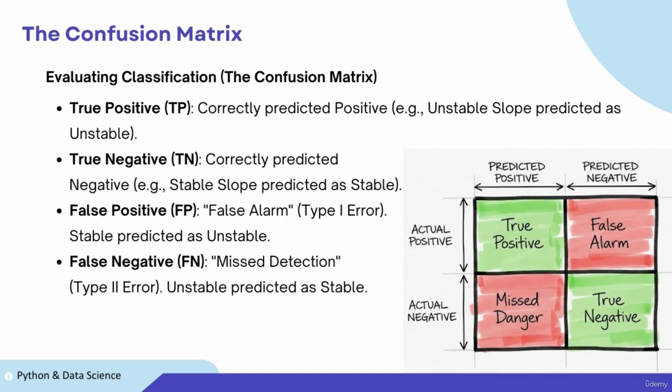Evaluating classification is trickier. We use a confusion matrix, shown here. It breaks down our predictions into 4 boxes. True positive and true negative are the green boxes. These are when we get it right. The red boxes are our errors. False positive is a false alarm. For example, predicting a landslide when the slope is actually safe. It's expensive, but safe. False negative is missed danger. This is predicting the slope is safe when it is actually unstable. In engineering, this is the error we must avoid at all costs.